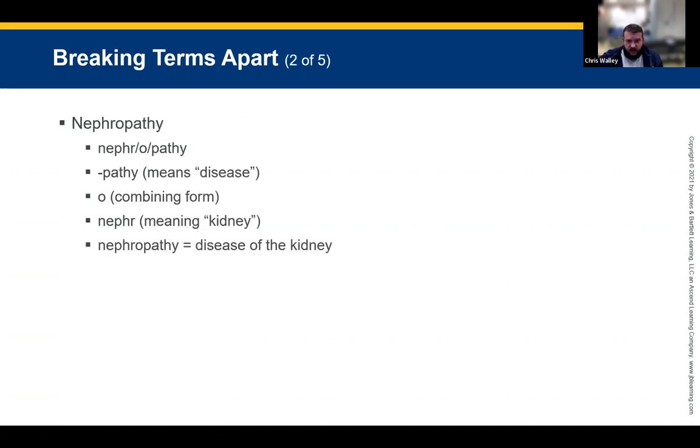Nephropathy. That's how you break it down. So pathy means a disease. The combining vowel is O. And then nephr means kidney. So nephropathy is a disease of the kidney.